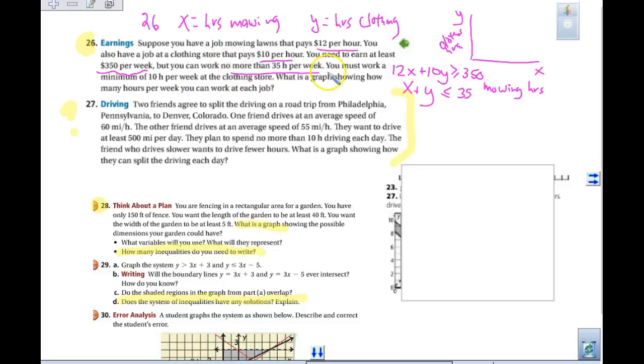Okay. And then the next one says, well, you must work a minimum of 10 hours at the clothing store. So our clothing store hours, that's Y. So how can I write that last equation? What am I thinking, Samantha? Y is what? Y is less than. So minimum of 10. So can you work 9? No. No, you have to work 10 or 11 or 12, right? So Y is going to be greater or equal to 10. So when I look at the graph of this one for 26, I need to have at 10, I know it's going to be above that, right?